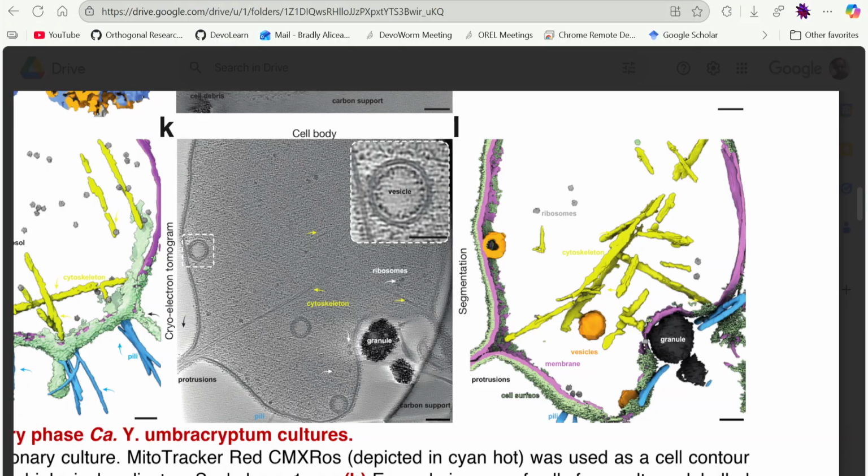This is a vesicle here. So in the light microscopy, you have a vesicle. You see the vesicles moving around inside the cell, trafficking things from the membrane into the inner parts of the cell.